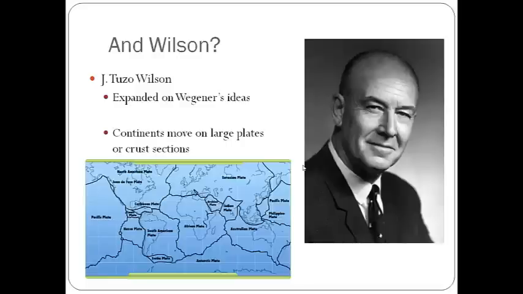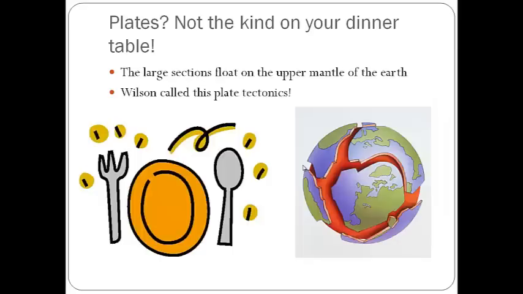And who's Wilson? Well, Wilson expanded on Wegener's ideas. Wegener couldn't explain why or how they were moving, he just knew they were. Wilson decided that the continents were on large plates or crust sections that were moving. When I talk about plates, it's not the kind that are on your dinner table. It's actually sections of the surface of the Earth that are in movement. And this is called plate tectonics.